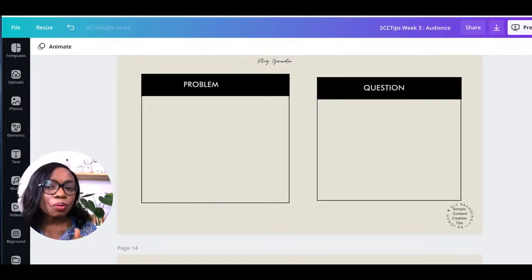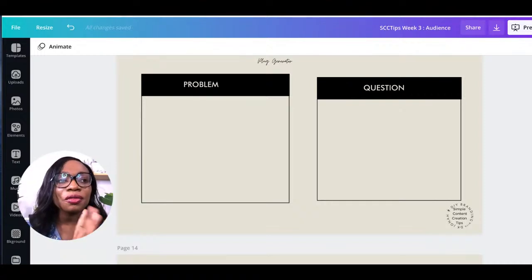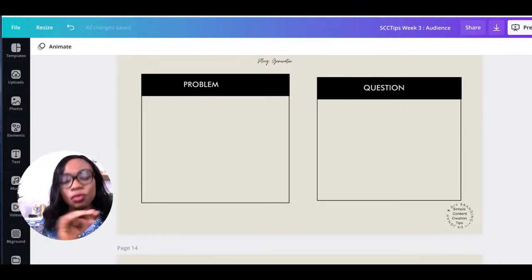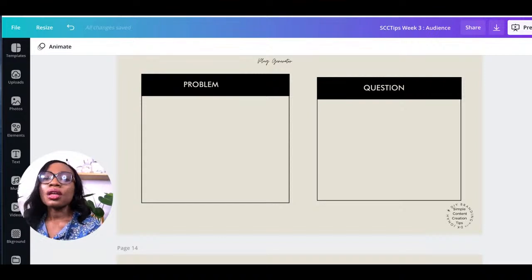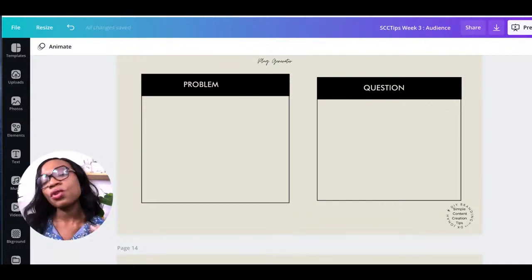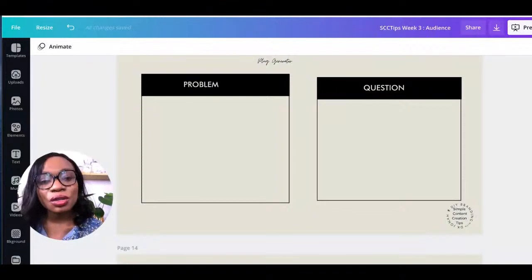Then your job will be to pick out 4 solutions to the no client problem, and 4 solutions to the sales problem. For example, a question that somebody could be asking. The reason I say problem or question is because if you don't know the problem they have, you can think about the questions they could be asking.